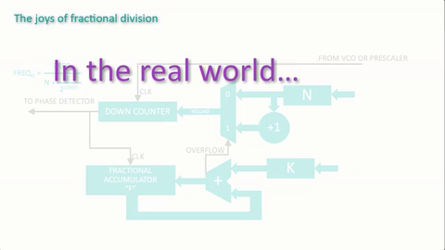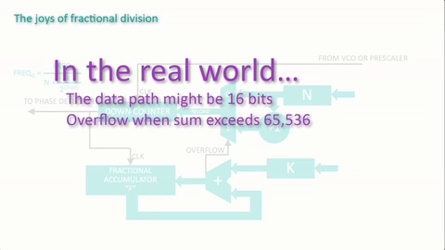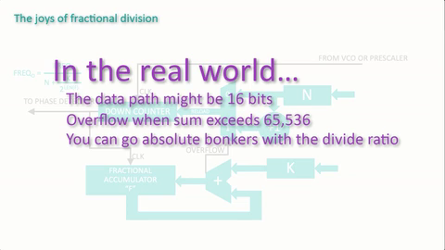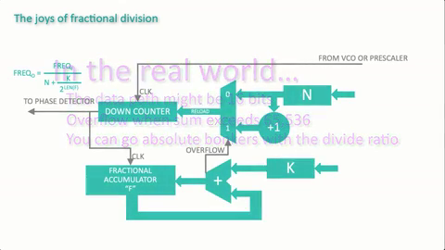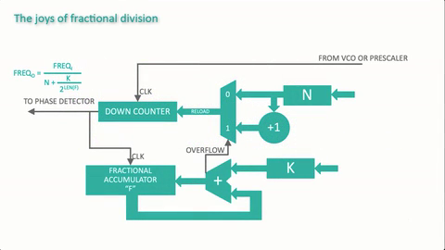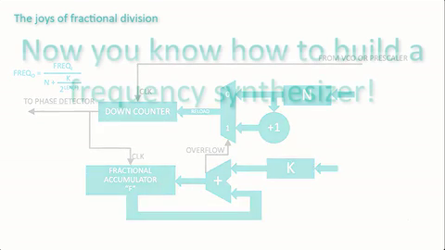Now, in the real world, the registers are bigger, perhaps 16 bits wide. So overflow occurs when the maximum unsigned value of a 16-bit register is exceeded, and that is when the sum is greater than or equal to 65,536. And that means you can divide by utterly ridiculous values like 25 and 23,925/65,536. The point is, you can generate frequencies that are spot-on value with just a single crystal oscillator, and that's the point of a frequency synthesizer.